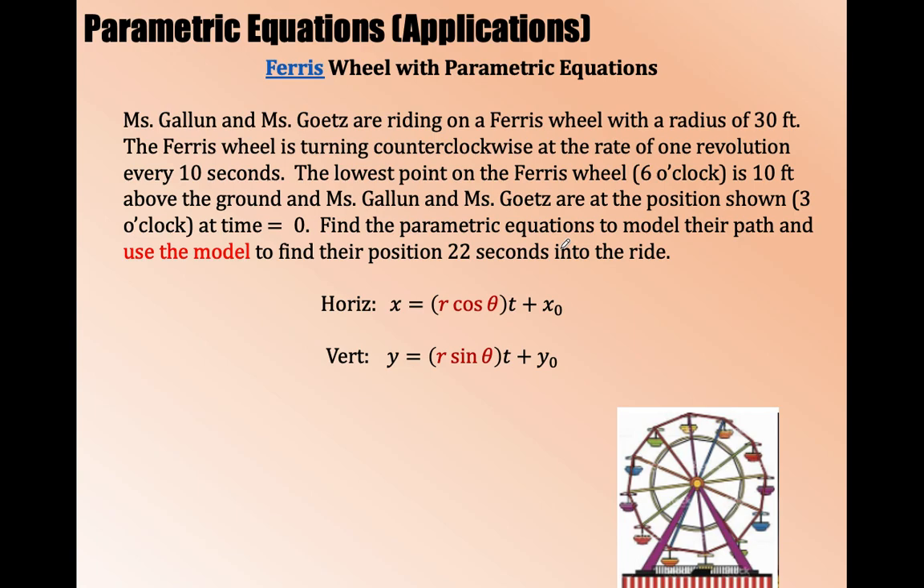So I was wondering, as I was doing this problem about the Ferris wheels, where that name came from. So here we have Miss Gallen and Miss Getz, before social distancing, of course. We're riding on a Ferris wheel with a radius of 30 feet. Here's a picture of the Ferris wheel, and here's some equations. But let's figure out where these equations come from.